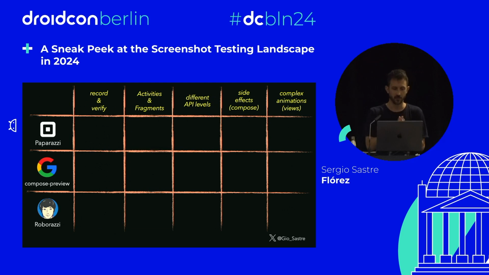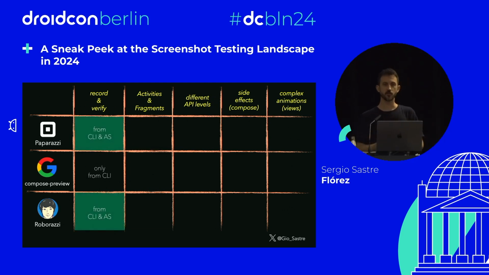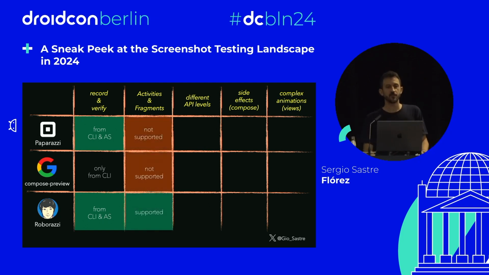Let's continue with the second one. Record and verify. Paparazzi and Roborazzi, all good. Command line and Android Studio. With Compose Preview, for now only from the command line, but they are already working on integration with Android Studio. It's coming. Activities and fragments. If you want to screenshot activities and fragments, only with Roborazzi it's possible because Robolectric supports activities, fragments and scenarios.